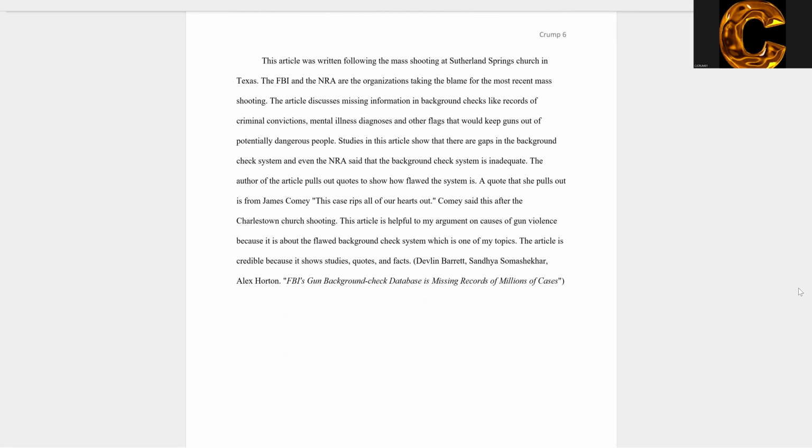A quote that she pulls out is from James Comey: "This case rips all of our hearts out." Comey said this after the Charleston church shooting. This article is helpful in my argument on gun violence because it's about the flawed background check system, which is one of my topics. The article is credible because it shows studies, quotes, and facts.